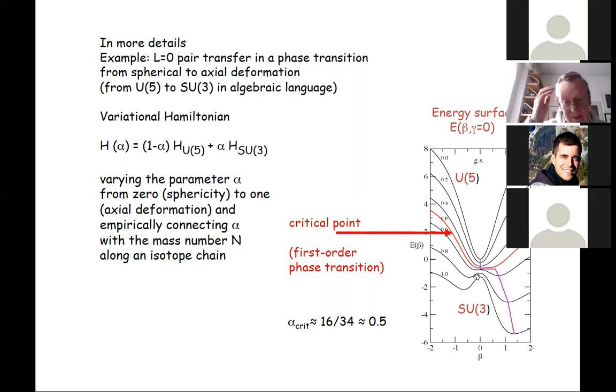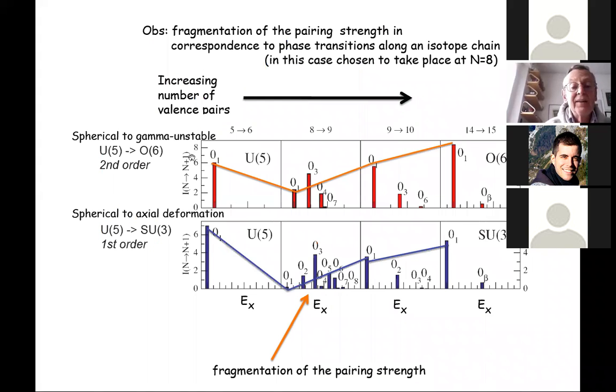So at a certain moment, the system makes this phase transition from sphericity to deformation. If I now associate this alpha change to some variation with the mass along an isotope chain, for example, if I choose it in such a way that the critical point in this case is between 8 and 9 pairs, okay?